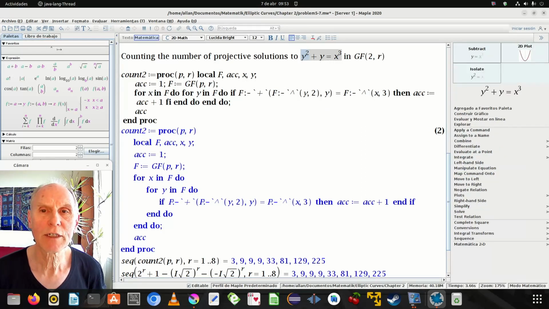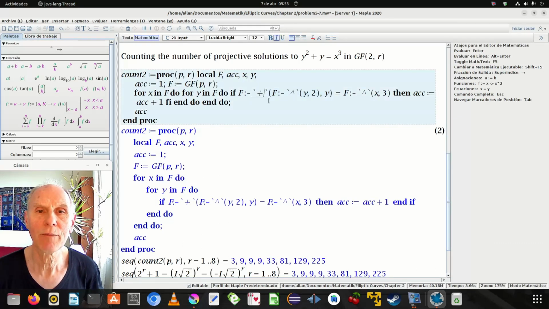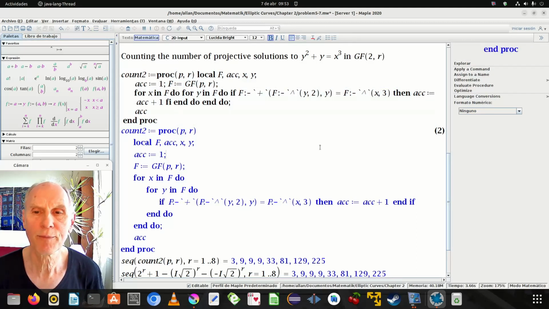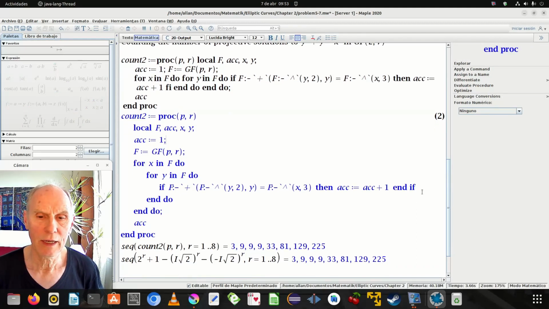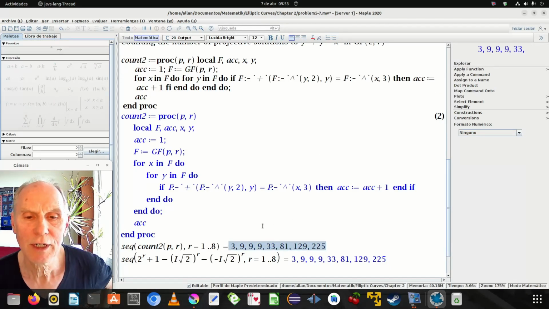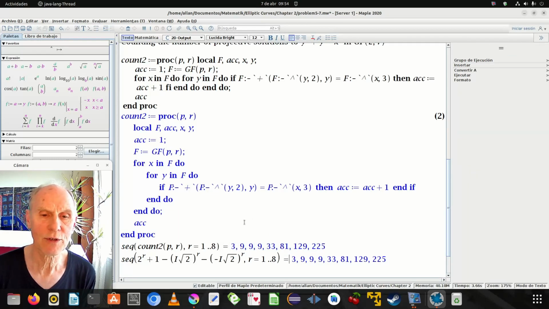It may be transferred into this curve. So we count the points there. And you can see here it's y squared plus y equals x to the third, and it's the projective solutions I count. I started by setting the accumulator to unity. And there we get this, which is something different. And we have solved this before, really. I just checked the result.